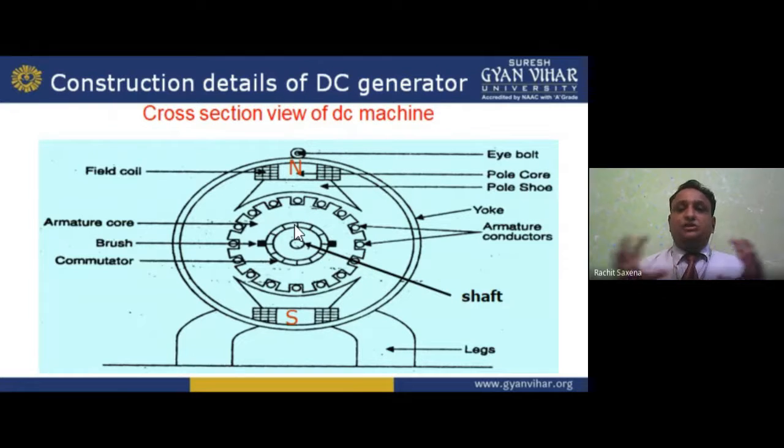Now this is a cross section view of a DC machine. In the image I am showing you here, my dear student, starting from the first one, that is the eye bolt, by which we can carry it very easily. The whole circle shown here is known as the yoke. Then we have the pole core, the middle one.